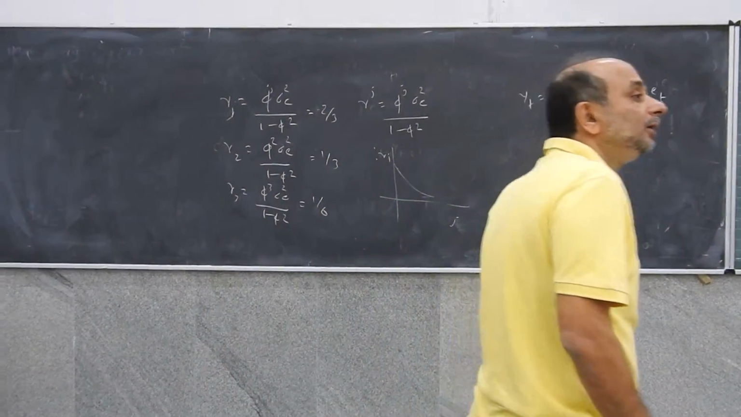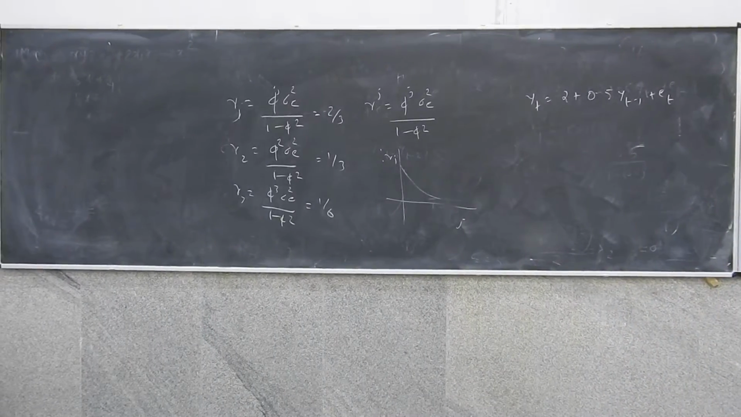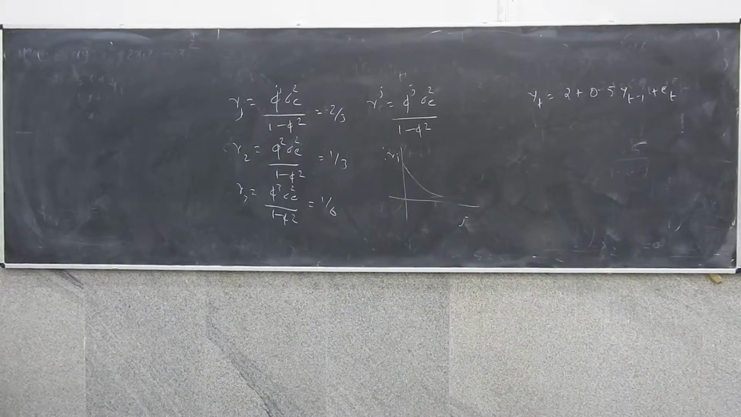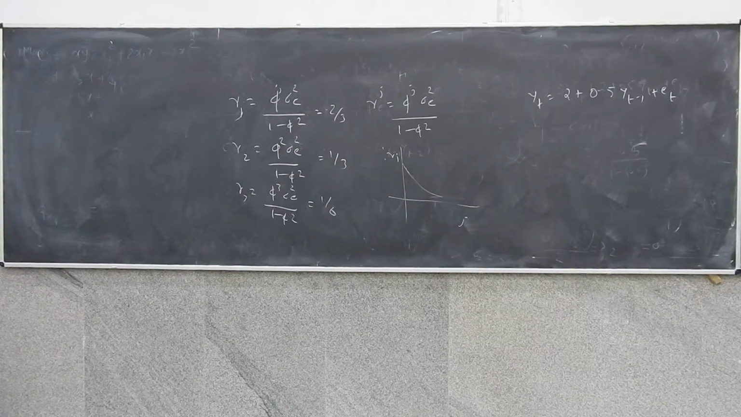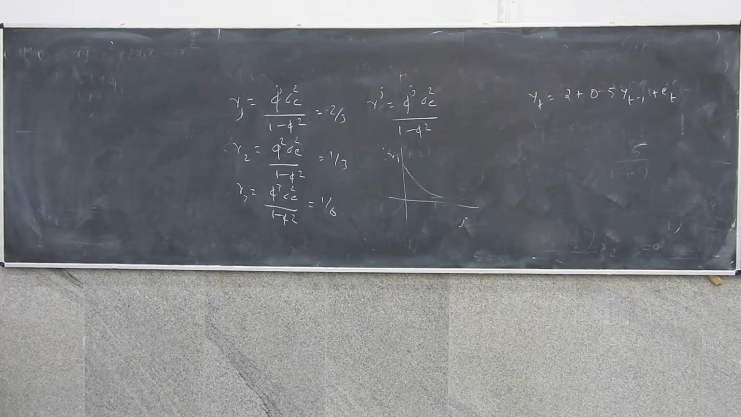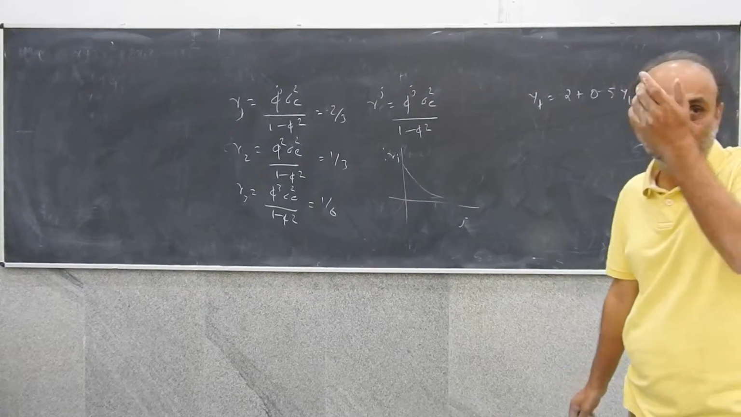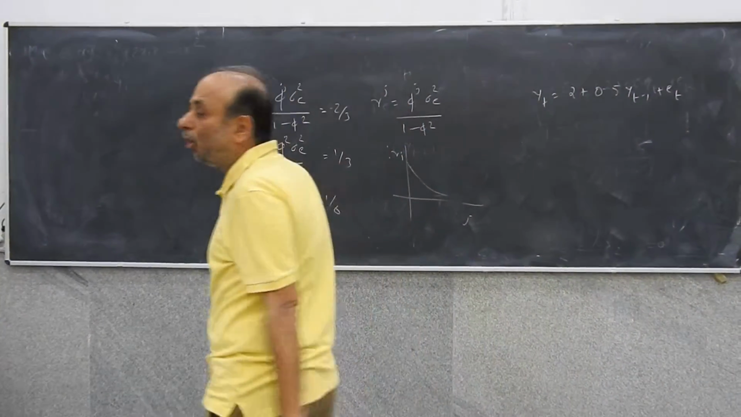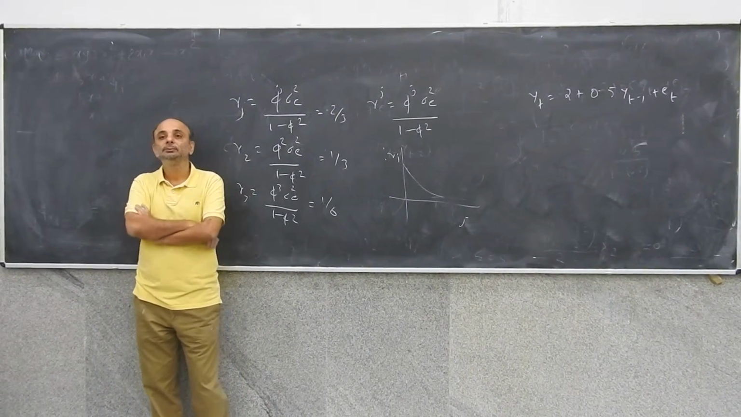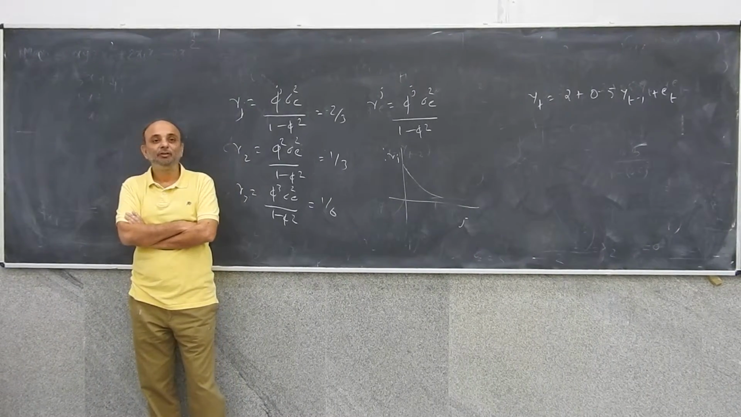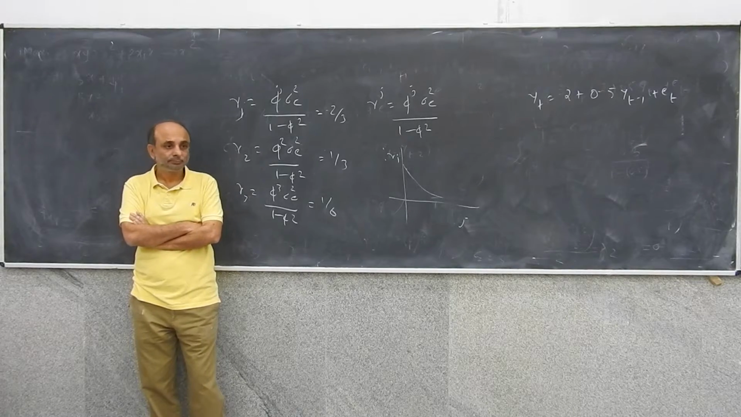It's called the autocovariance function, ACF. ACF of an AR1 process. It's called an ACF of an AR1 process.